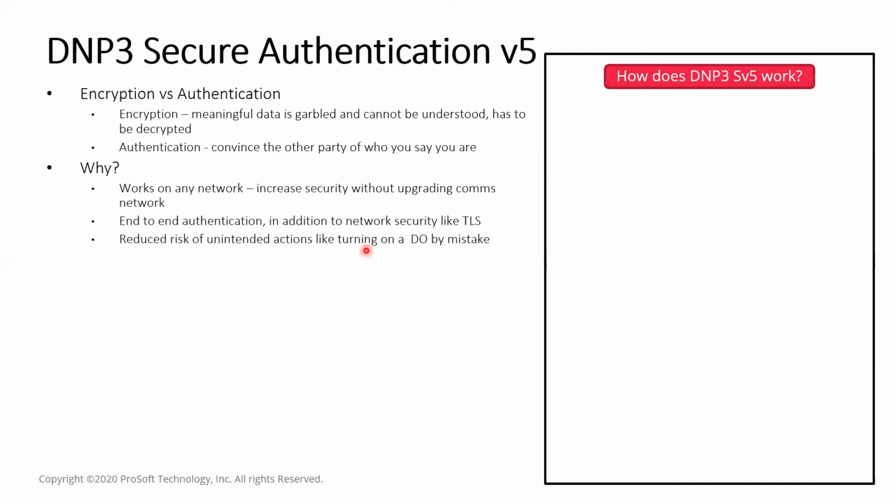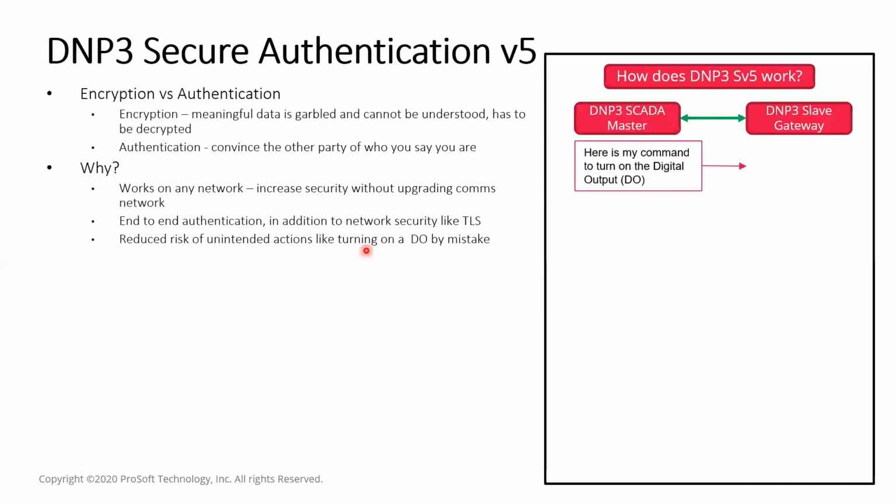The advantages of secure authentication: it works on any network. Encryption is IP-based. You've got end-to-end authentication, which is good. And I think the other big advantage with authentication is you reduce the risk of any unintended actions, like accidentally turning on a pump, because when you do a control action, it is a two-stage process to say, do this, is this what you want me to do?